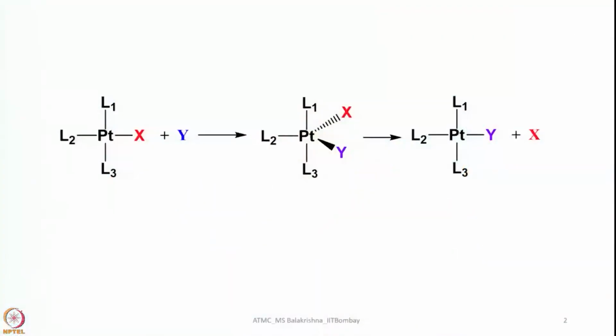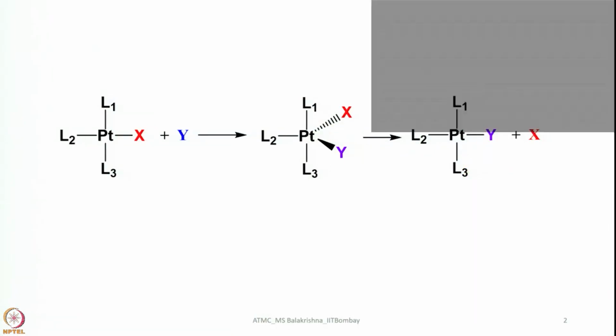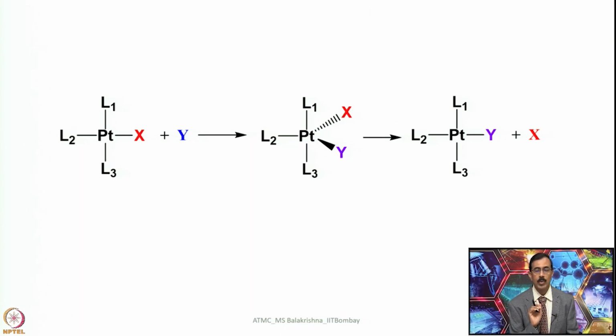Now, let us see how this trans effect influences the entering ligand as well as the leaving ligands while we perform the substitution reaction. As I already mentioned, when we perform a substitution reaction on a square planar complex, the preferred one is an expanded intermediate. That means coordination number 5, and again the preferred geometry for that one is trigonal bipyramidal.